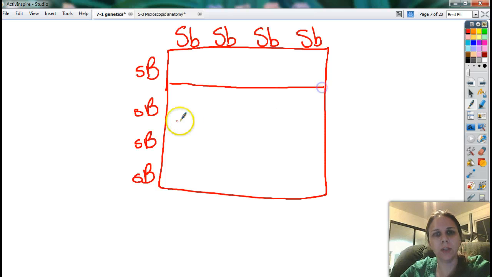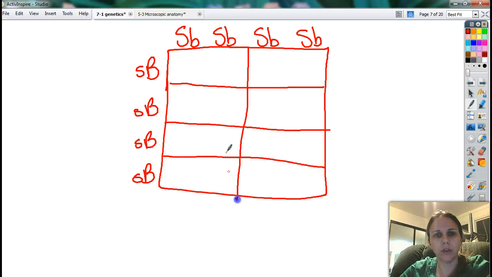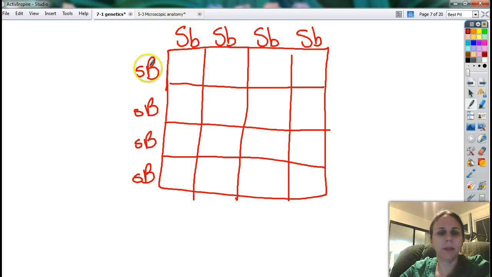Well, I'm going to cross them just like I did before, where you look up and to the side, and whatever it is, you drop it down. Now, since everything across the top is the same and everything on the side is the same, we know that every box is going to be the same. So that makes it pretty easy. All I need to do is mix 2 together.